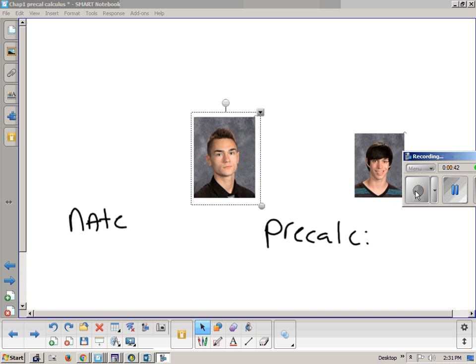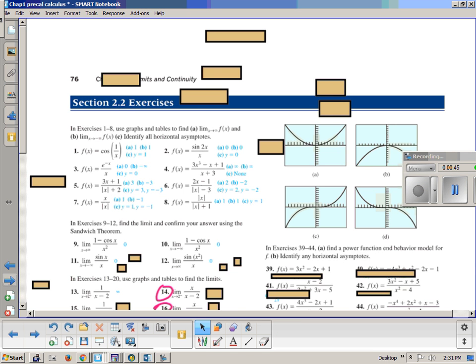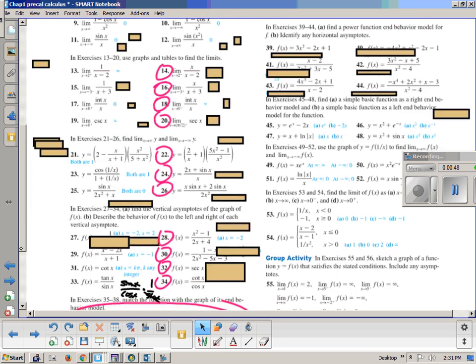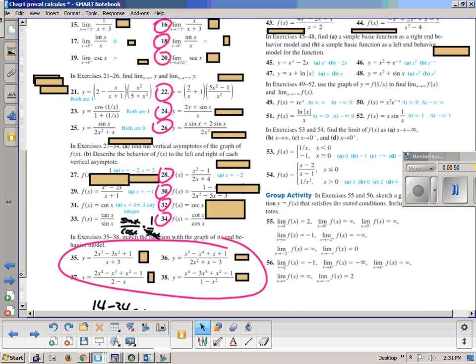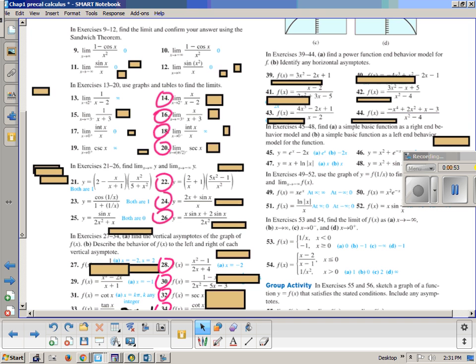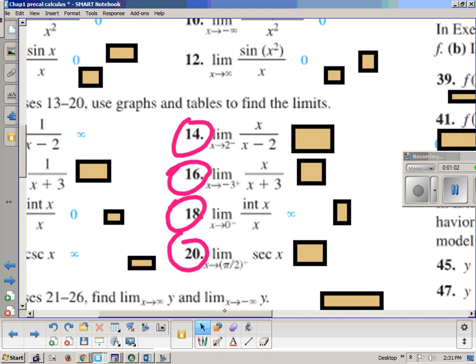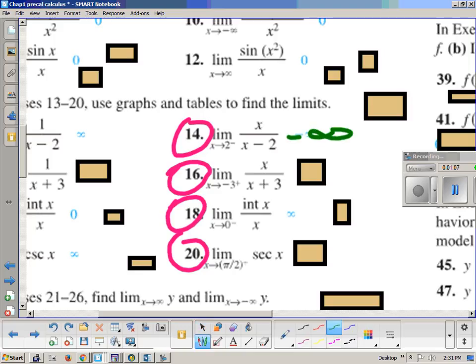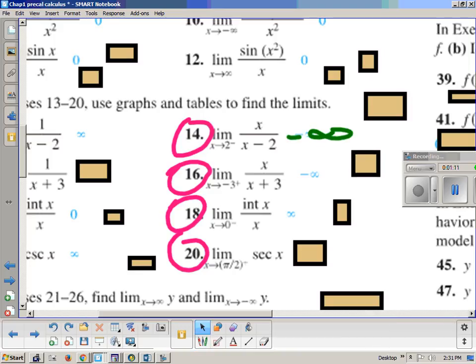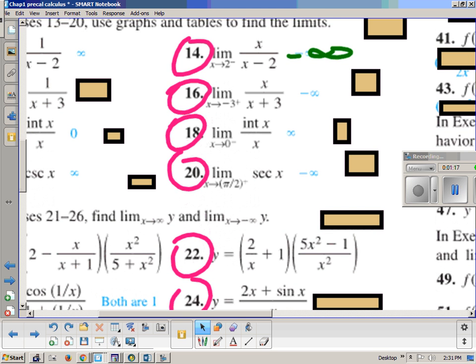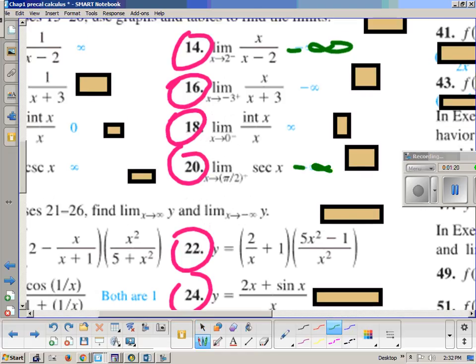Okay, all kidding aside, let's look at the homework. Homework answers. See what we got circled here, 14 through 34. Let me make this a little bigger so everybody can see. Answer 14 is negative infinity. 16 is negative infinity. 20 is negative infinity. So that's negative infinity, infinity, negative infinity.